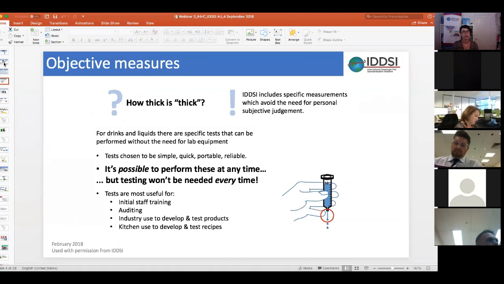Okay, so just a reminder then that one of the benefits of the IDDSI framework is this concept of objective measurement at the point of service. So the tests are designed so that they can be simple to use, quick and portable, but also reliable. In the last webinar, we talked particularly about the IDDSI Flow Test, and today we'll be talking about the fork test and also the spoon tilt test.